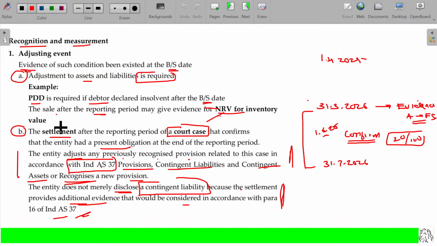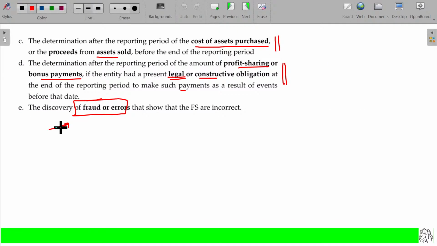One is all about a condition that exists and confirmation is done after the reporting period, like PDD and adjustments of the inventory value to the NRV, and any settlement supposed to be done because of the court case also comes under this one. And the third one is an asset purchased, but later on we are supposed to sell. Because of the sale, if there is a loss, then that loss will also be confirmation that we need to adjust this in the current year.